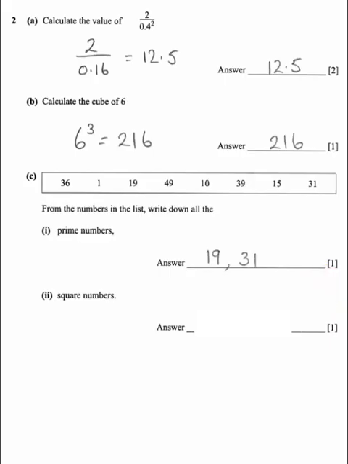Square numbers out of this list are 36, 1 and 49. So square numbers, 6 times 6 is 36, 1 times 1 is 1, and 7 times 7 is 49.